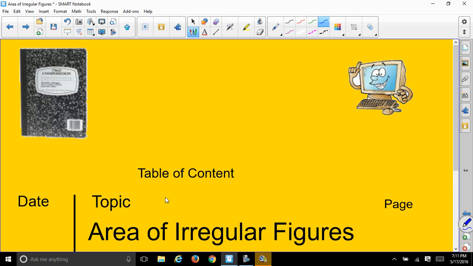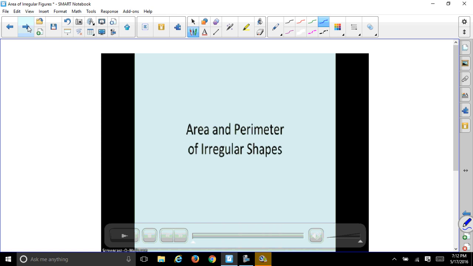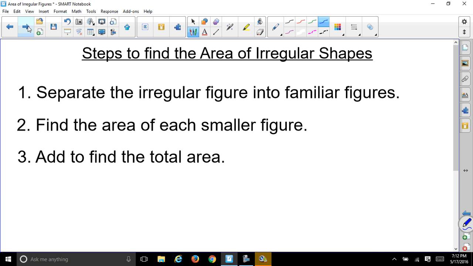This time we're talking about the area of irregular figures. Here's a video I plan to show my students. So let's get into the steps to find the area of an irregular shape. Step 1, separate the irregular figure into familiar figures. Step 2, find the area of each smaller figure. And then step 3, add to find the total area.